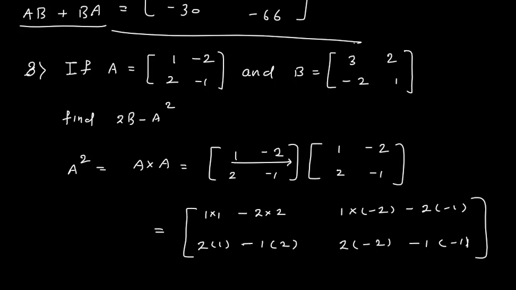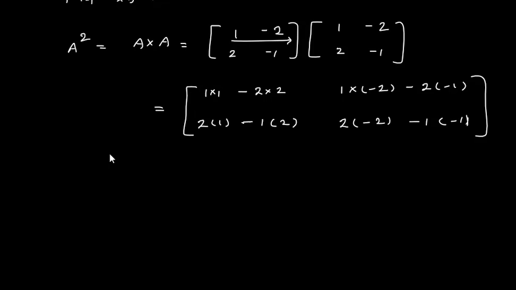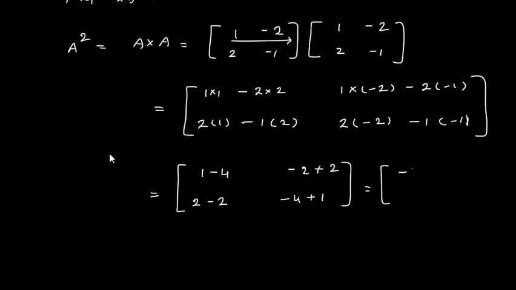So this calculation will give me the answer as, 1 into 1 is 1 minus 4. This is minus 2 plus 2. Here we have 2 minus 2 and here we have minus 4 plus 1. So 1 minus 4 is minus 3, minus 2 plus 2 is 0, 2 minus 2 is 0, minus 4 plus 1 is minus 3. So this is the value of A square.